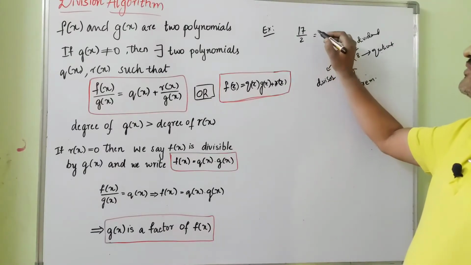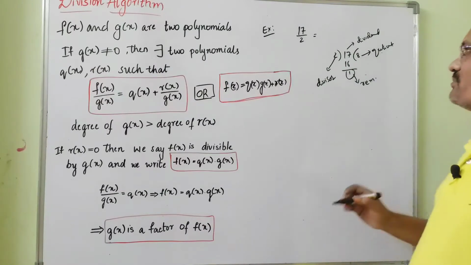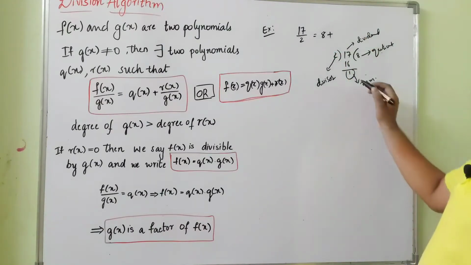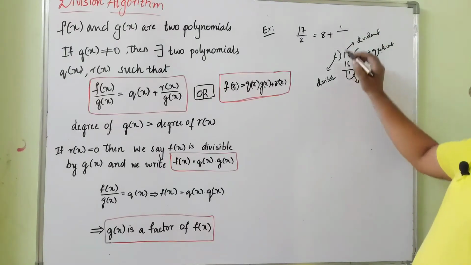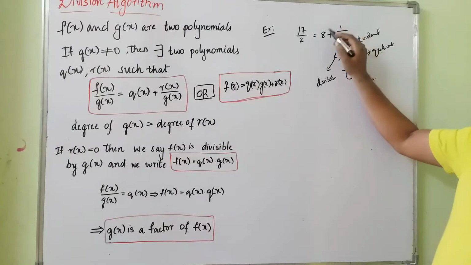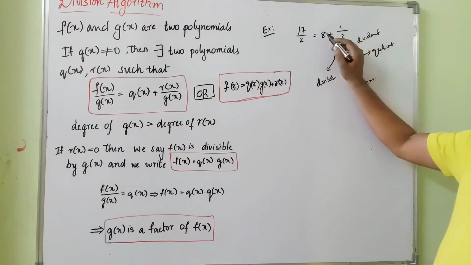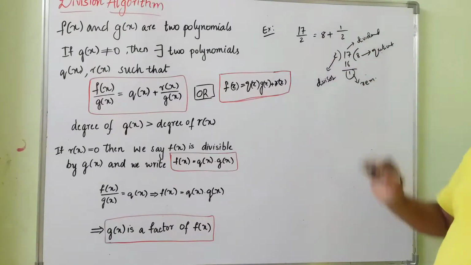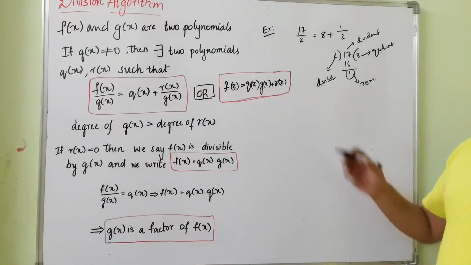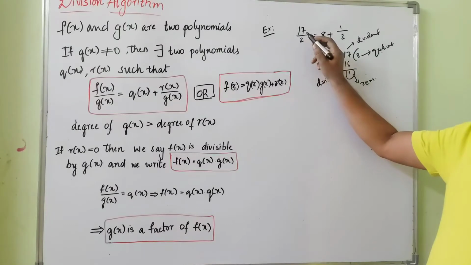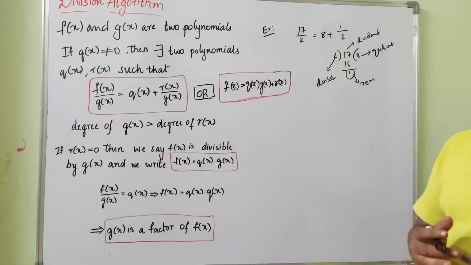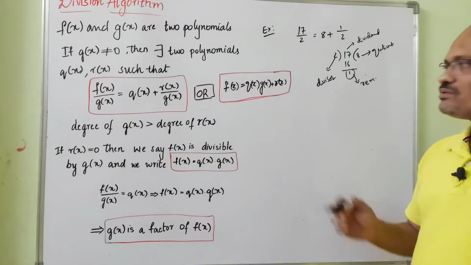Now this fraction 17 by 2 can be written as quotient plus remainder by divisor. Look, on the RHS, 8 2s are 16 plus 1, we get 17 by 2. So this is the way of dividing a fraction with natural numbers. The same thing we can do for polynomials also.